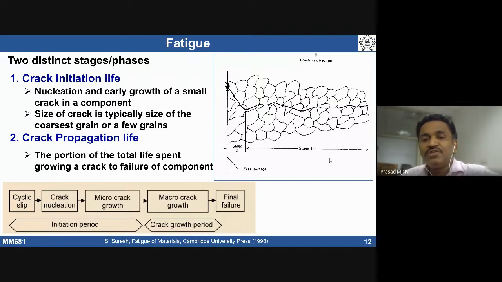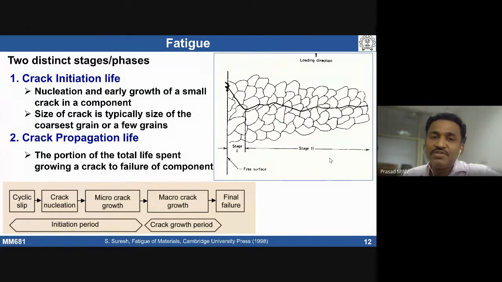These two important stages take place in the fatigue process, the fatigue phenomenon of a material. So it's very important. One has to know how many cycles are required, what time period we need for crack initiation, and how much time is required for crack propagation. Together they give you the total number of cycles for the material component to fail.